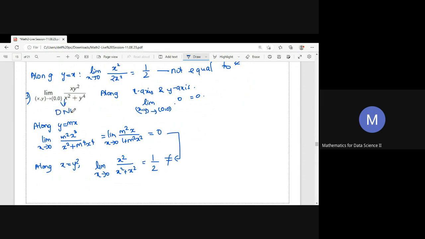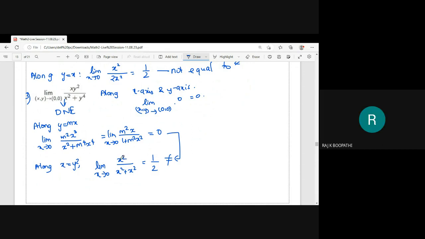This is along which curve? x equal to y squared, right? Yes, x is equal to y squared. So then what will be the numerator? y cubed, right? In the numerator, instead of y squared, I am going to put x.